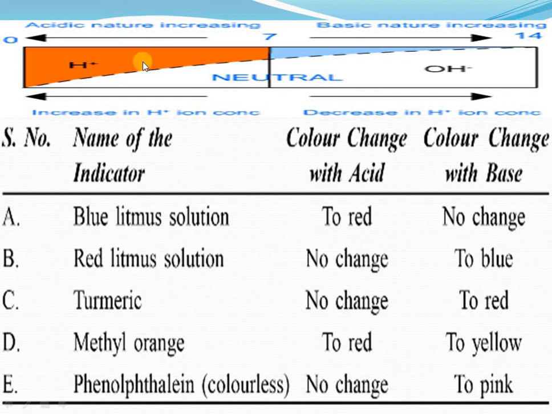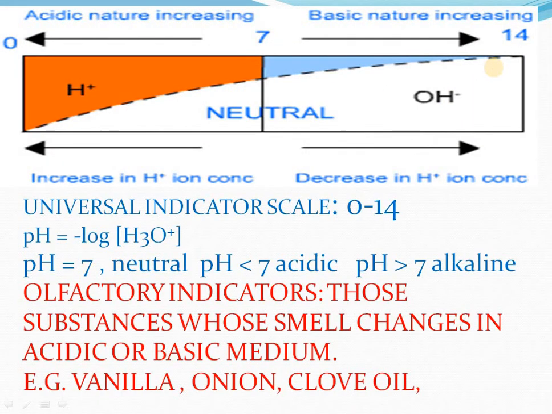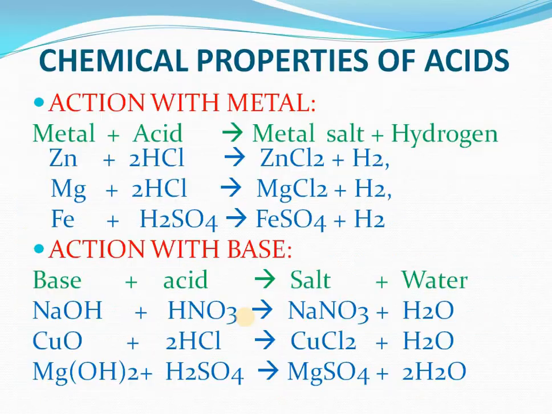So this is the pH scale. If pH is less than 7, that is acid. If 7, neutral, and greater than 7 up to 14 is base. Next is universal indicators. We have discussed already that the pH scale is a universal indicator. pH is equal to negative log of hydronium ion concentration, and pH equal to 7 means neutral, pH less than 7 acidic, pH greater than 7 alkaline. And olfactory indicators are those substances whose smell changes in acidic or basic medium, for example vanilla, onion and clove.